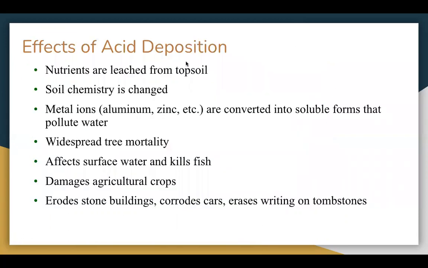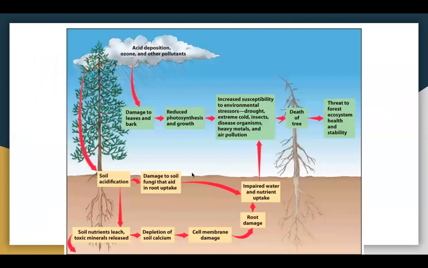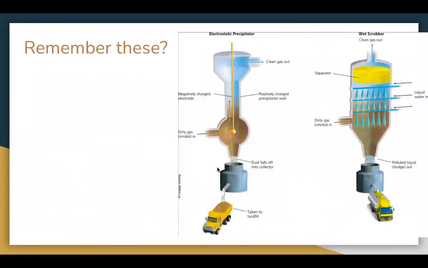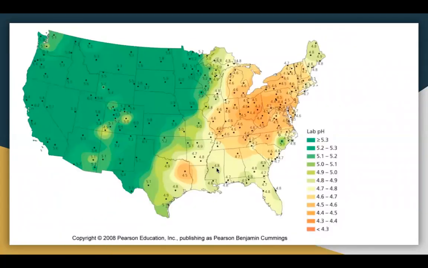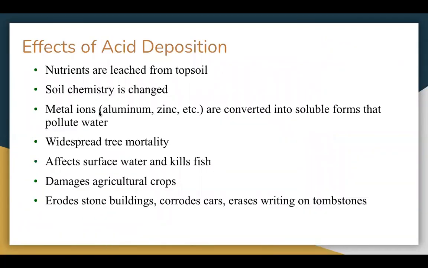So what are the impacts of acid deposition? This causes the nutrients to be leached from the topsoil. If you remember, let me see if I have a picture. Here we go. So if you remember that the soil has 3 particles, sand, silt, and clay, that clay is negatively charged, and that's what holds on to metals and holds on to nutrients.